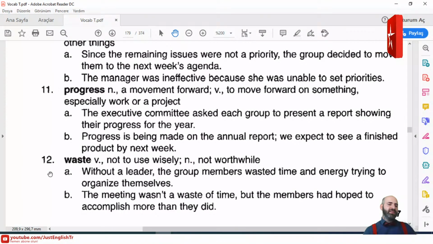And sentence B says the meeting was not a waste of time, but the members had hoped to accomplish more than they did. So it was not totally wasted, but they wanted to achieve more. Accomplish means achieve, reach. Guys, do you have any questions about words, or can we move to the exercise?